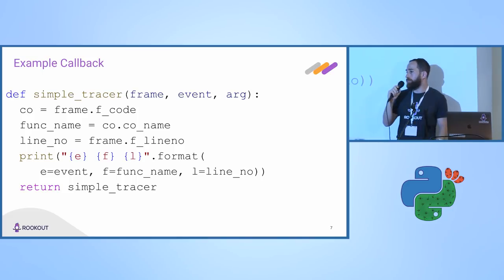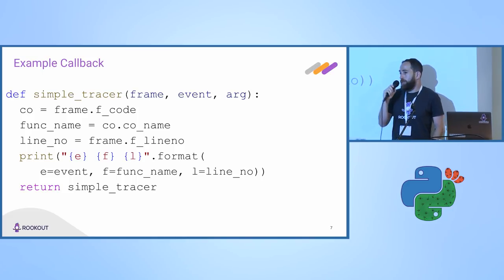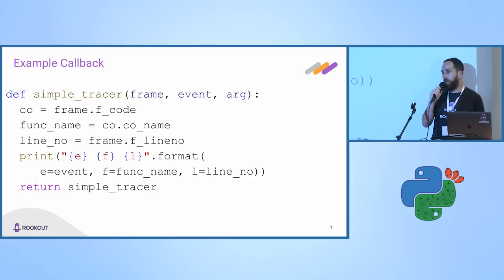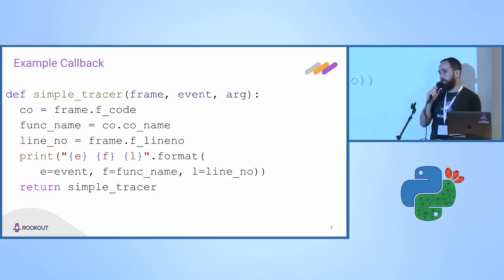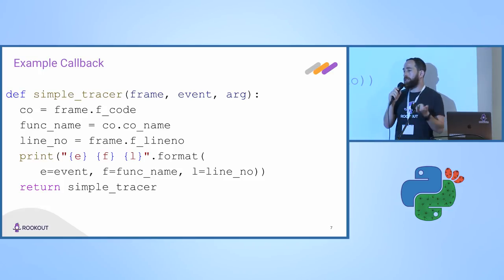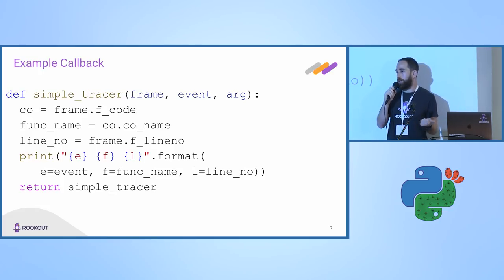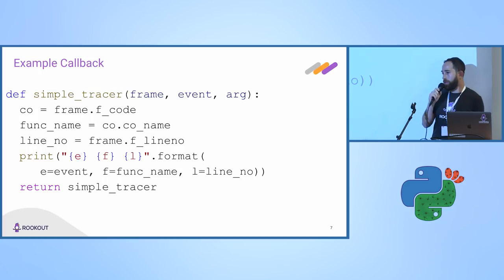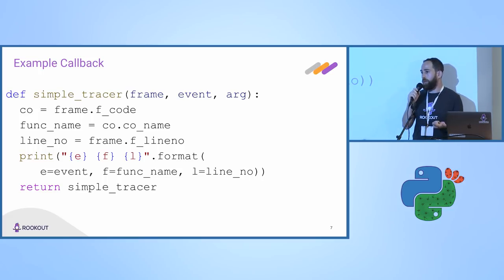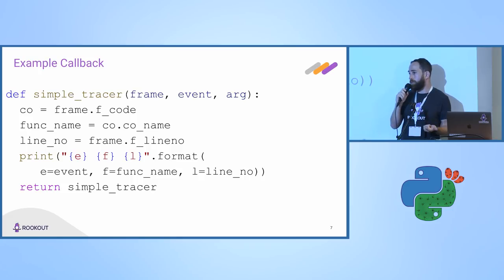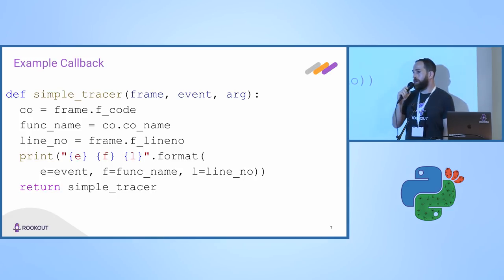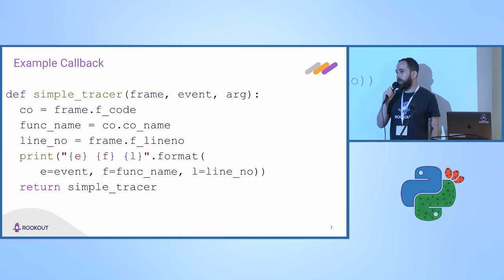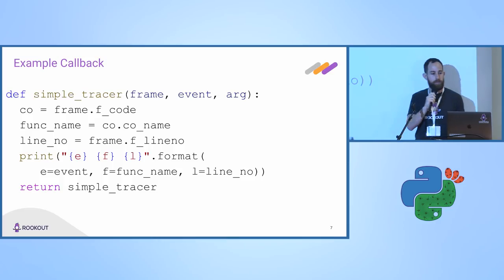This is what the callback can look like. The function is called simple_tracer. It receives three arguments. That's the sys.settrace interface. Frame is the first argument, it's the state of the interpreter just before our callback is executed. Event is an indicator of which of the four events we are going to be receiving. It's a string. It's either going to be call, line, return, or exception. And arg is an optional argument that may provide additional context on the event that's about to occur.